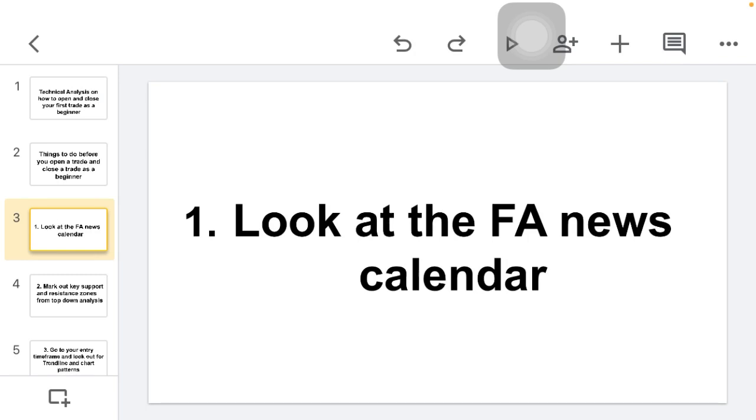Sometimes a particular news might cause a currency pair to depreciate. Sometimes it might cause it to go bullish, to go up. So you must first of all look at the fundamental analysis news before you proceed with your other analysis to open your trade. Take this very, very seriously.